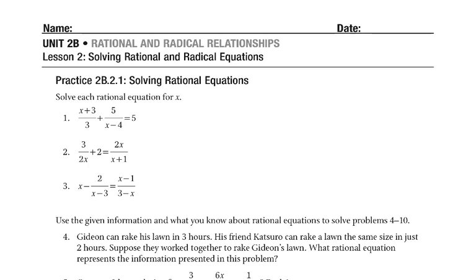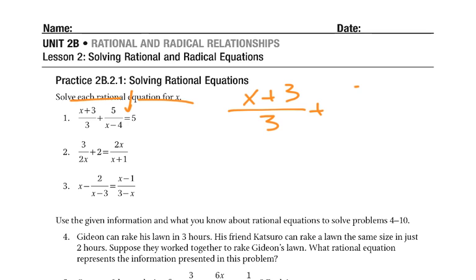Alright, Math 3, Practice 2B.2.1, Solving Rational Equations. The idea with solving rational equations is we want to get rid of fractions. To do that we need to multiply. Because we have equations, if we multiply something to the left side, we multiply it to the right side. So that's the trick we're going to use here.